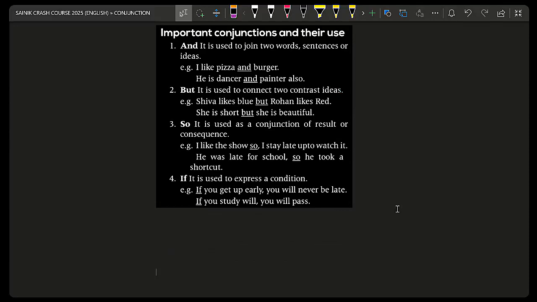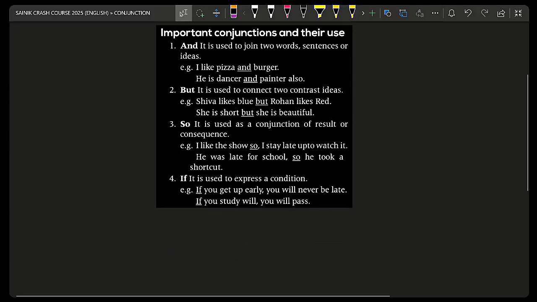So if you get up early, you will never be late. So there is an if part and a then part. If one condition is satisfied, there is one statement that always follows. If you get up early, that is a condition. If you satisfy that, you will never be late. If you study hard, you will pass. So that's a connecting word.